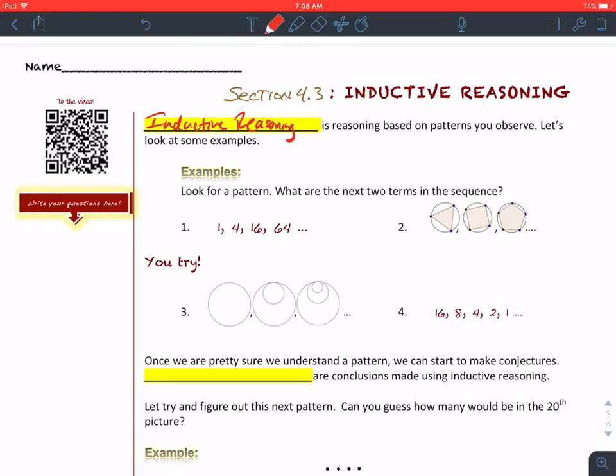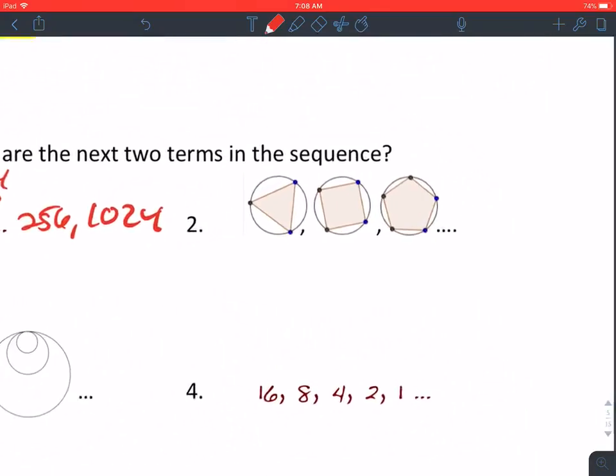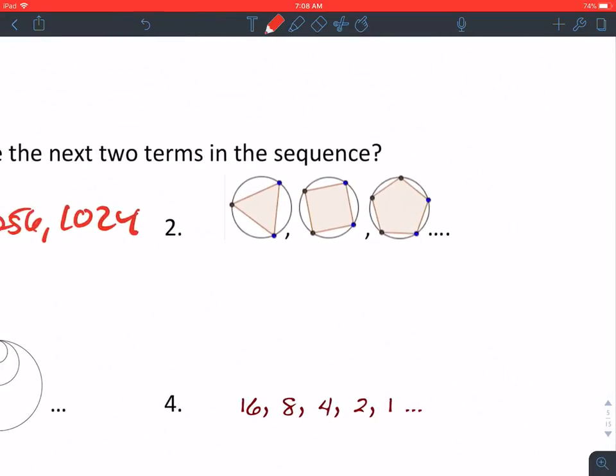So example 1, looking for a pattern, what are the next two terms in the sequence? So hopefully you can see here, to get from one number to the next, it's times 4, times 4, times 4. So the next number is going to be 64 times 4, which is 256. And the next number after that is 256 times 4, which is 1024.